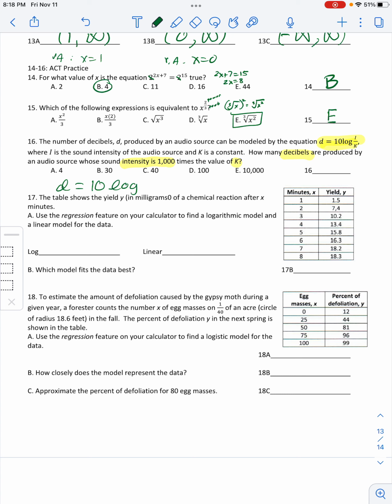And then they just told me that the intensity, which is the top, is 1,000 times greater than the bottom. So if I make the top 1,000 and it has to be 1,000 times greater than the bottom, that's just going to have a bottom of 1. So I'm going to my calculator and typing in 10 log 1,000. And I'm getting 30. So that's this.